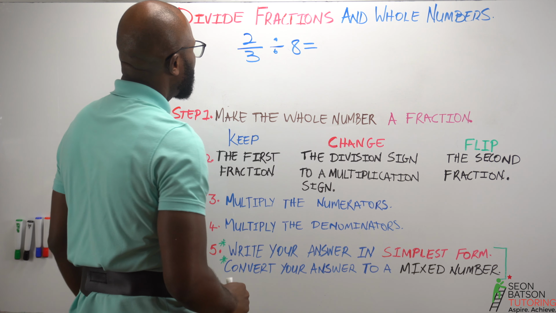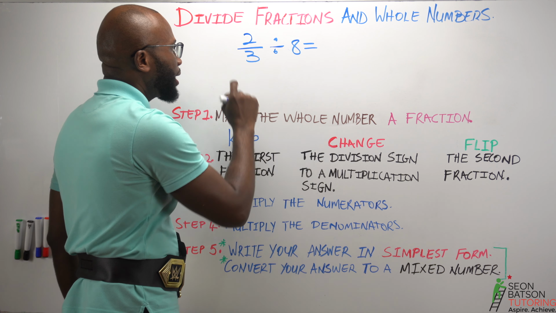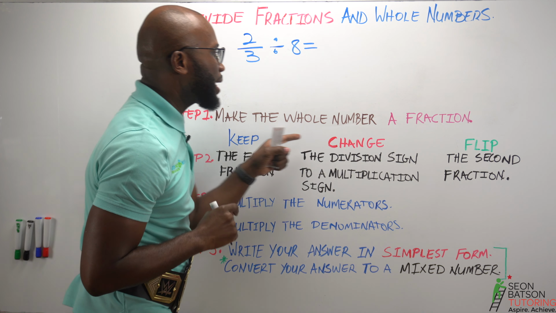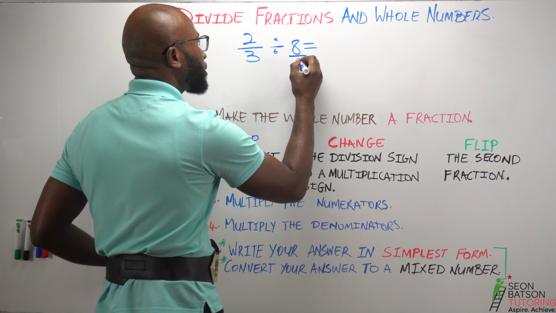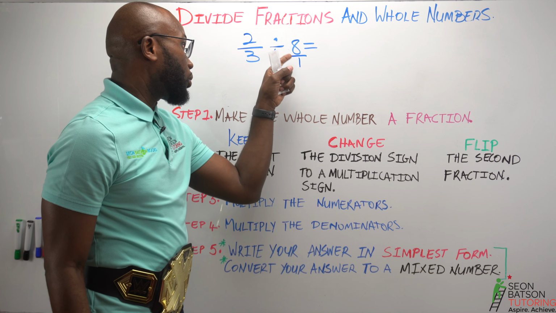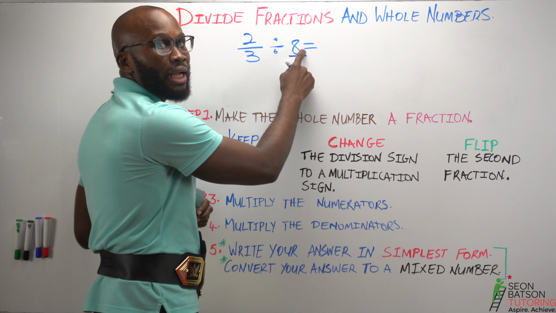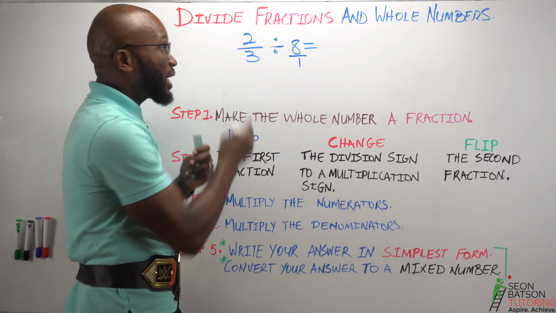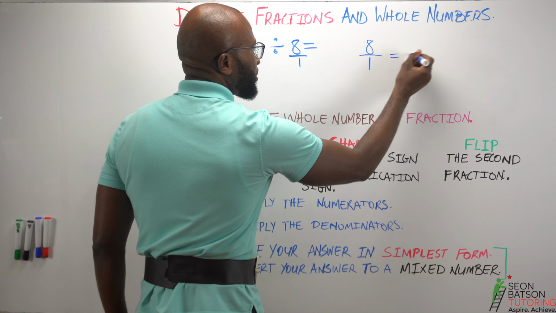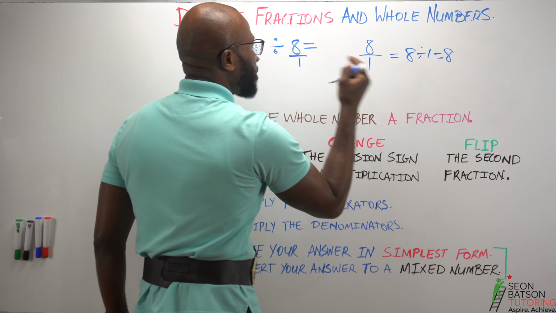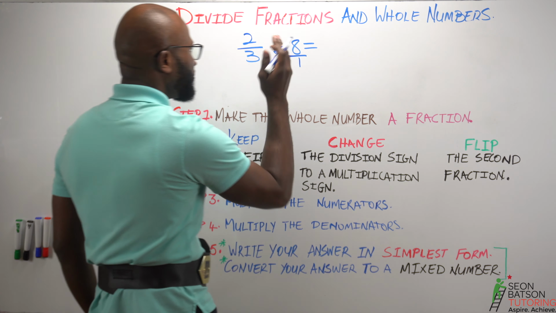We are dividing, what do we have? 2/3 divided by 8. So we are dividing a fraction and a whole number. So step 1, we will make the whole number a fraction. And to make the whole number a fraction, we will simply put a 1 under the whole number. Putting a 1 under the 8, two things happen. We get a numerator now and a denominator. So we have a fraction. Also remember, 8 over 1 is the same as 8 divided by 1, which is 8. So putting a 1 under the 8 does not change the value of the 8. Yes? So we have made our whole number a fraction.